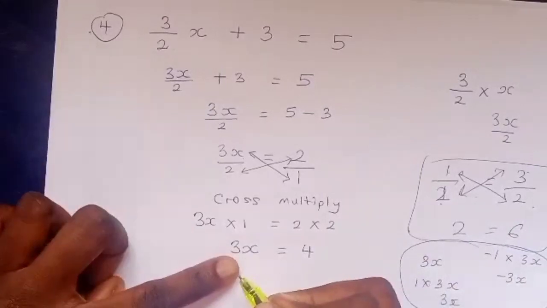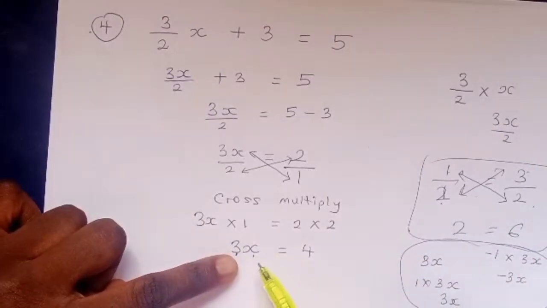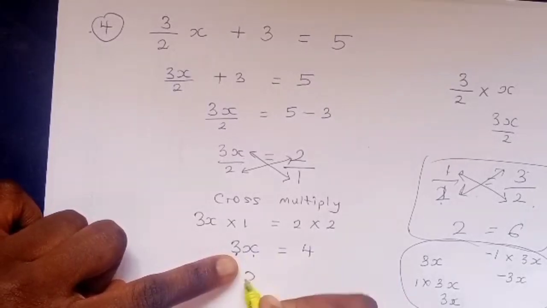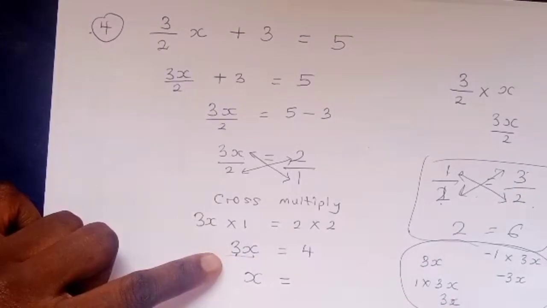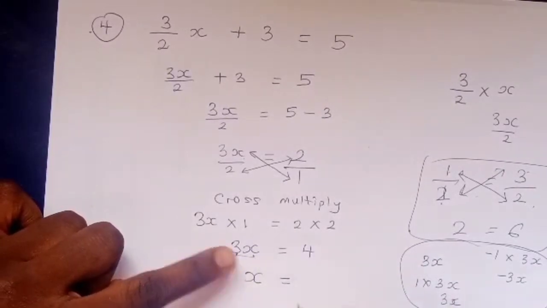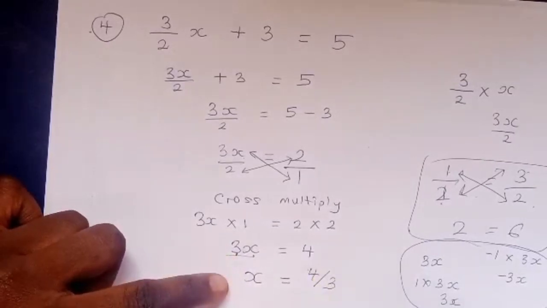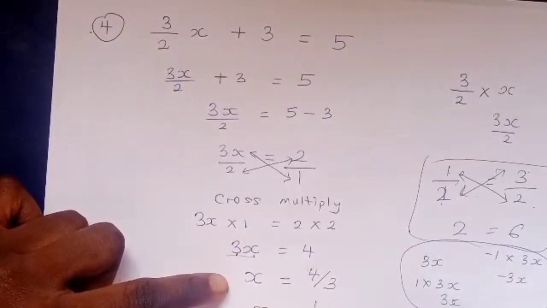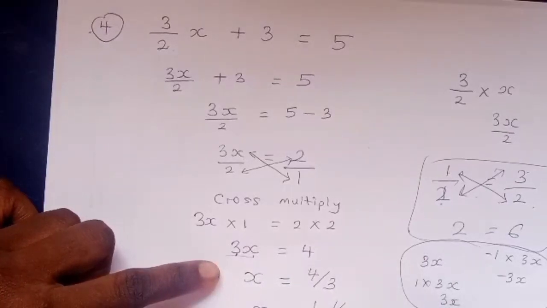Now, x still has a coefficient of 3, and x needs to stand alone to get the value of x. So x is equal to, you divide all through, this is also 3 times x, this 3x. So you divide by 3, which is 4/3. Then x is equal to 1 whole number 1/3. I hope you understand this calculation.